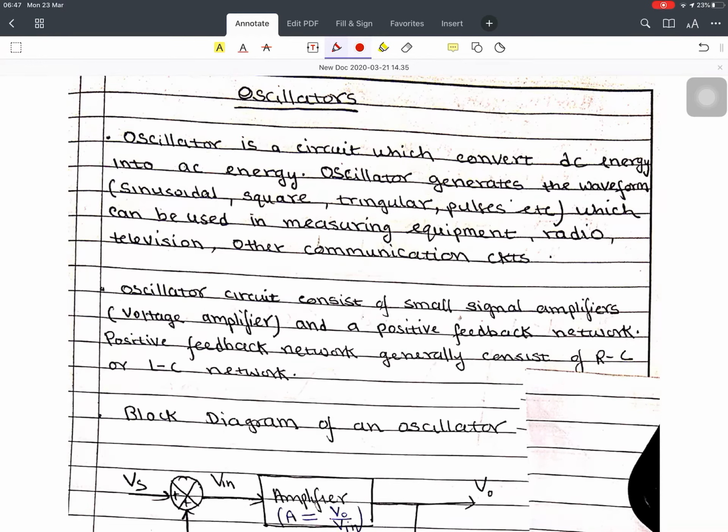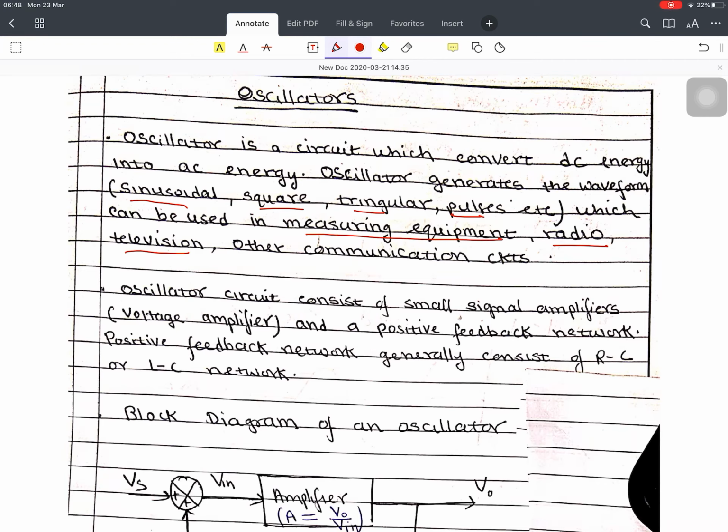Today we are going to discuss oscillators. Oscillators are the circuit which generates waveform for you. The type of waveform could be sinusoidal, square wave, triangular or pulses. And these waveforms are used in communication such as radio communication, television, measuring equipments or other forms of communication.